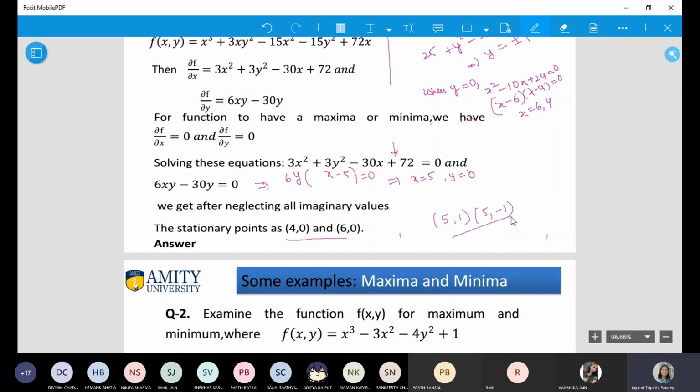Are you also getting this? Just check. Maybe there is some mistake. But when I solve this, I get this. X minus 5 and 6y equals 0. Class, are you getting these values?